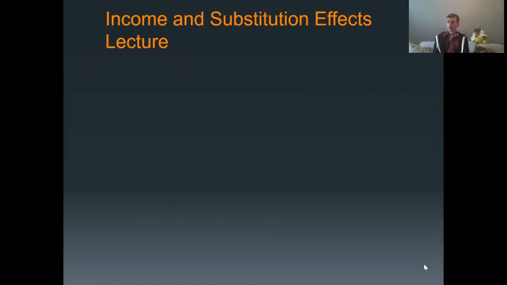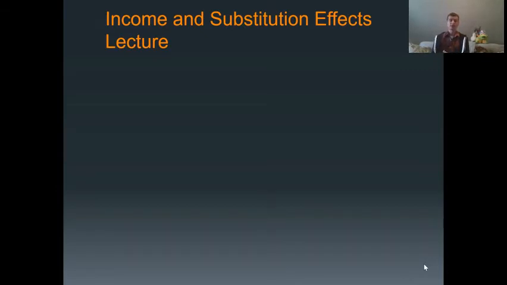This lecture is going to be pretty short. It's just on two of the three reasons why demand is downward sloping. And those are two effects: the income and substitution effect. The third reason why demand is downward sloping is going to be something called diminishing marginal utility. But we're going to cover that a little bit later.